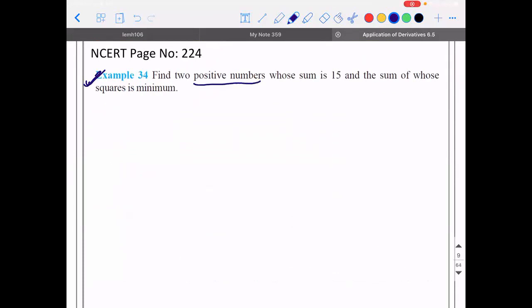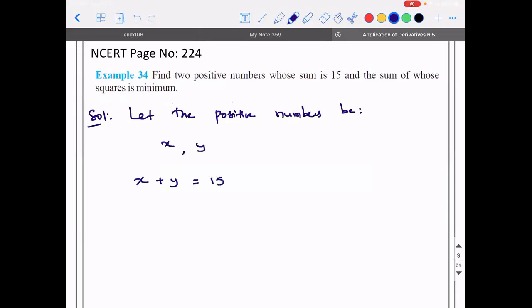Find the two positive numbers whose sum is 15 and the sum of whose squares is minimum. Okay, let the positive numbers be x, y. So x plus y is 15 and x square plus y square is least. When they say minimum, it means least, correct?